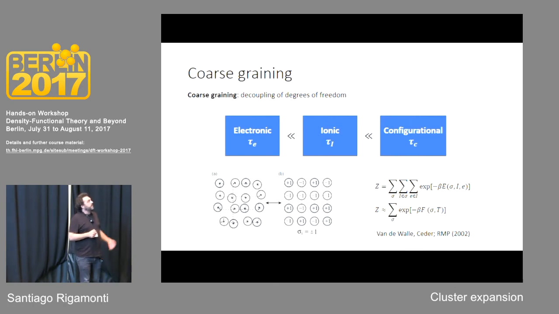So this means electrons move much faster than the ions, and the configurational changes in the system, swapping species inside the crystal, are much, much slower than all of this.